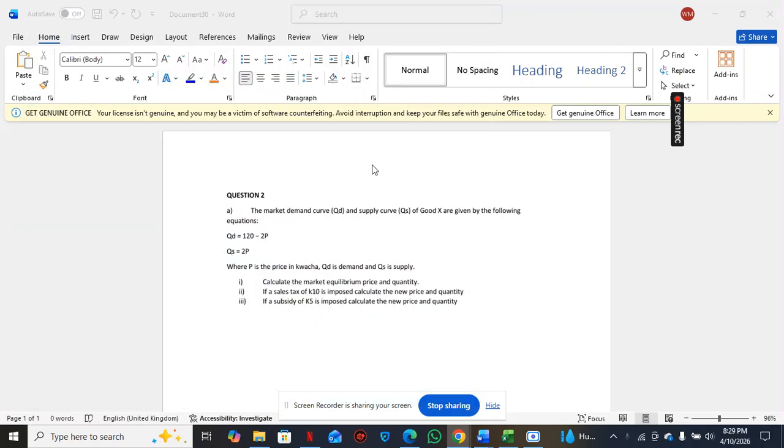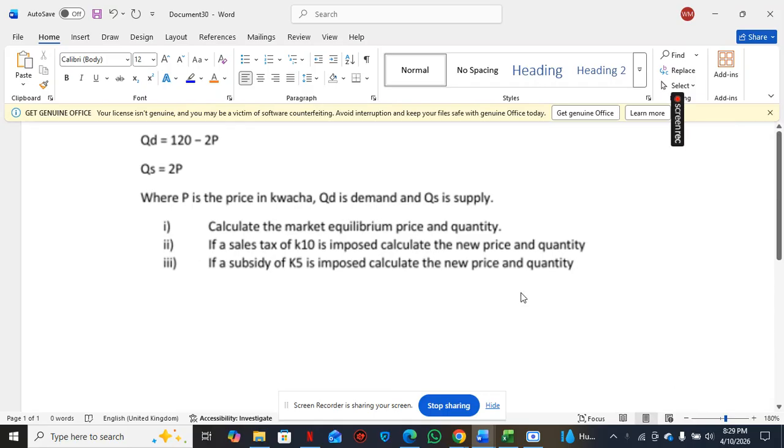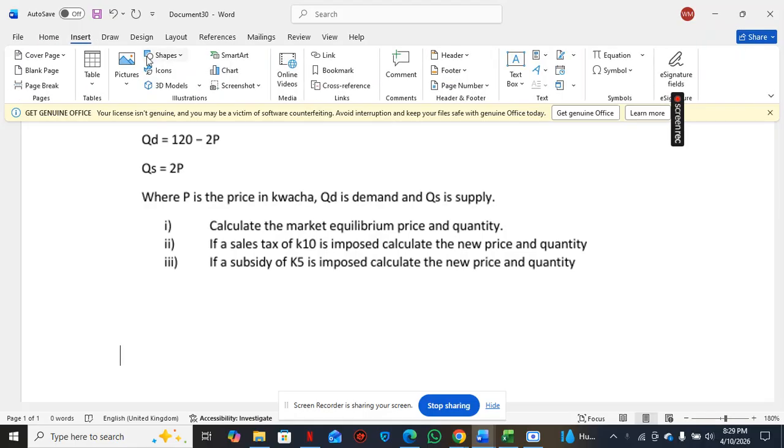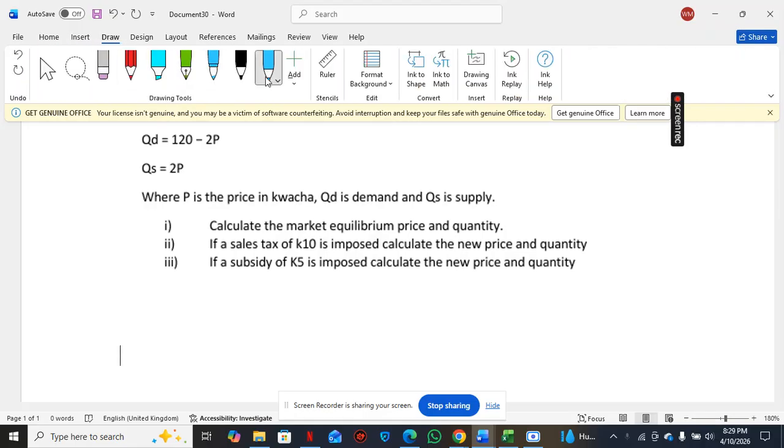Okay, so the market demand curve QD and supply curve QS of good X are given by the following equations. Okay, so colleagues, this is what you call a demand function. The demand function is illustrating the law of demand. This is how you interpret these functions here. Quantity demanded here is dependent on the price here.